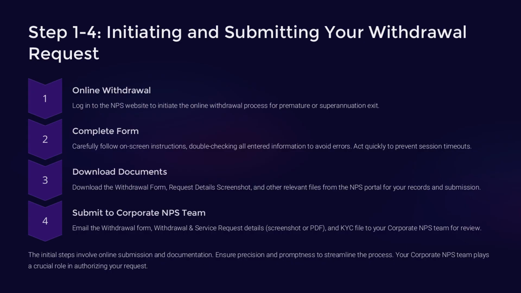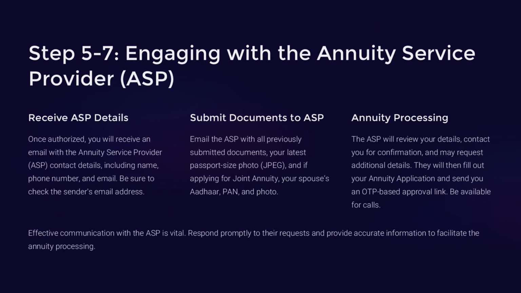4. Email the documents you just downloaded to your organization's corporate NPS team. These include the withdrawal form, your request details, service request detail, and your KYC PDF. The corporate team will cross-check the information and, once verified, authorize your request in the CRA, Central Record Keeping Agency, system.